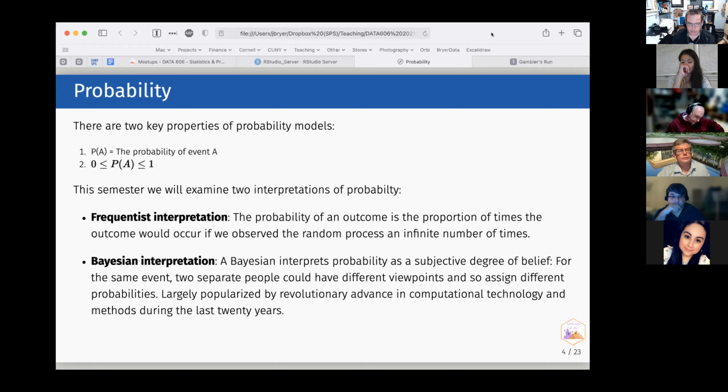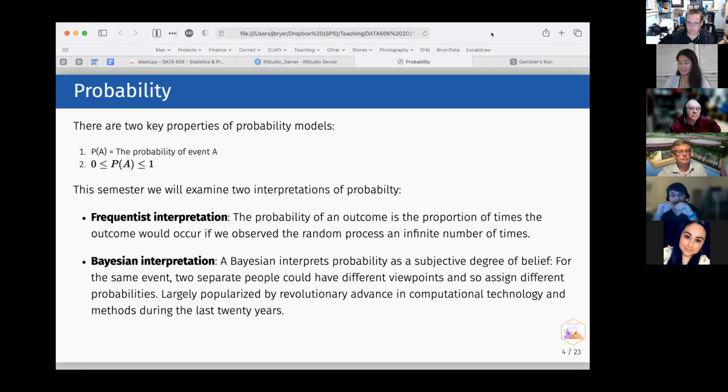Now, there are two leading interpretations, or philosophies, of probability. The vast majority of this semester will revolve around the frequentist interpretation of probability. A frequentist determines the likelihood of some outcome based upon the notion that the event could happen an infinite number of times. That will start to become clear tonight, and as we go through the semester, we're going to reinforce that notion.